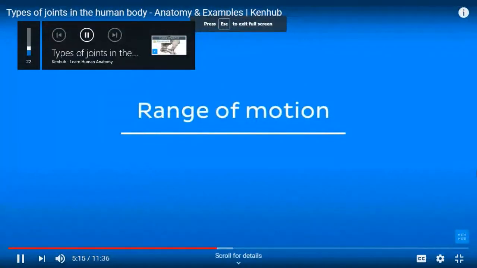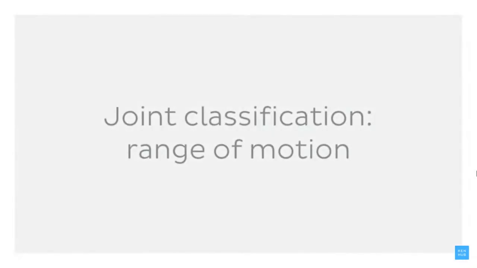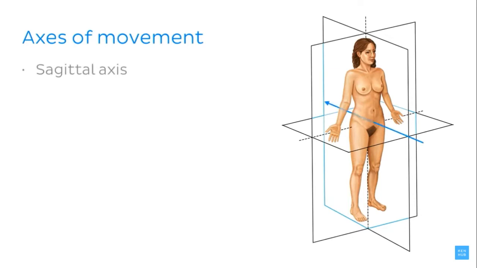Motion, we'll be talking about our freely mobile diarthroses, or our synovial joints. The final way in which joints can be classified is according to their range of motion. When classifying a joint based on its range of motion, it's important to first understand the various axes of movement that the movements are occurring along. In joint movement, there are three main axes: the sagittal axis, which passes horizontally from anterior to posterior, the frontal axis, which passes horizontally from left to right, and the vertical axis, which passes vertically from superior to inferior.